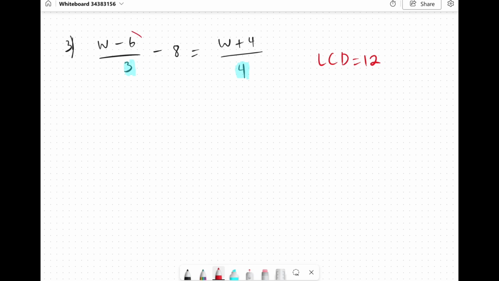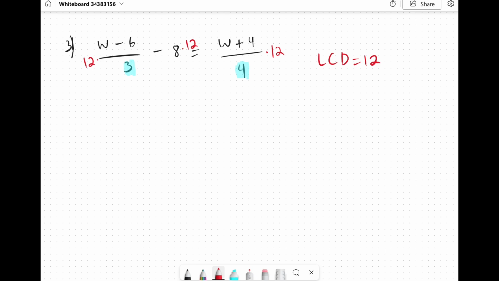We will use that 12 to multiply every term by that 12. Keep in mind that this is one term. You do not need to multiply a W and the 6 by 12 individually. This is one big fraction, one big term. You will be multiplying the whole thing by 12. Same with this big fraction. And then you have the 8, which is also a term, so we'll multiply by 12. This gets multiplied by 12, and this gets multiplied by 12.